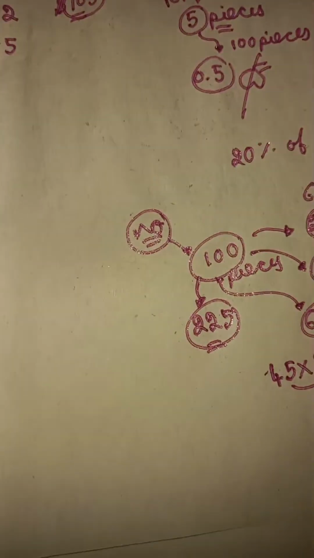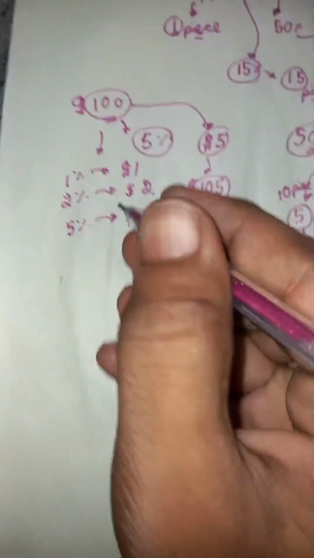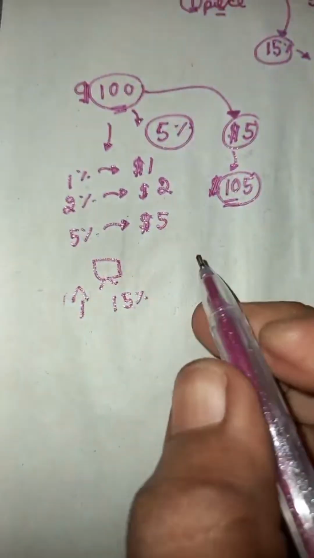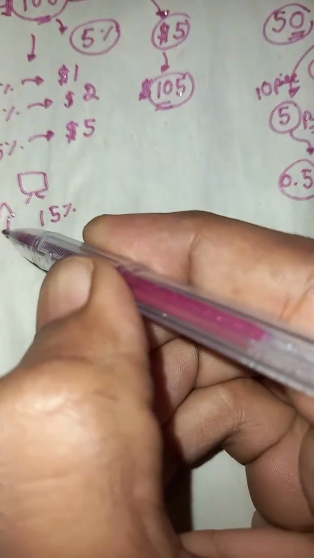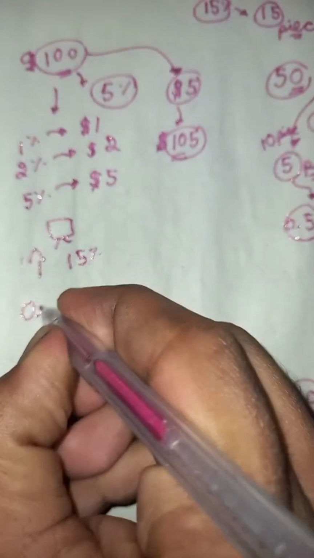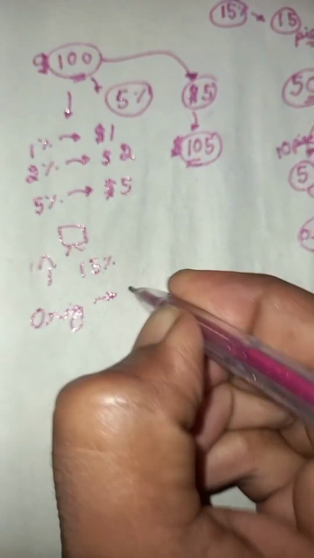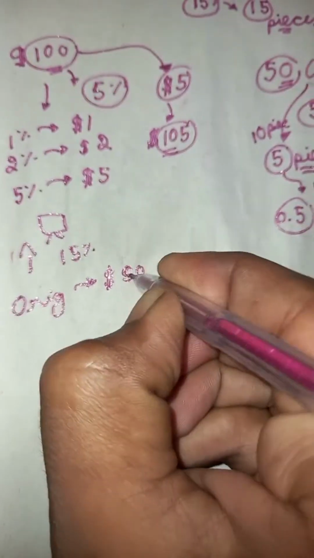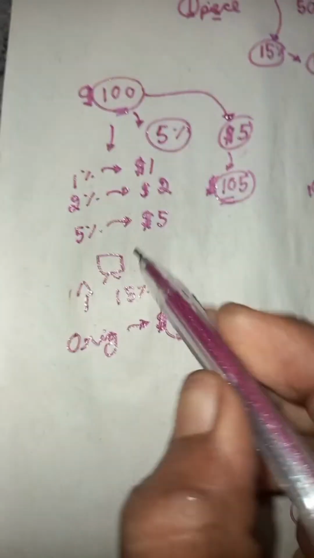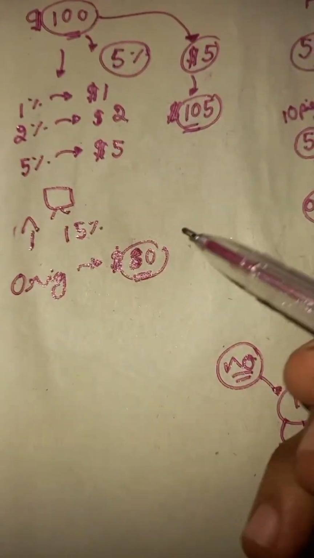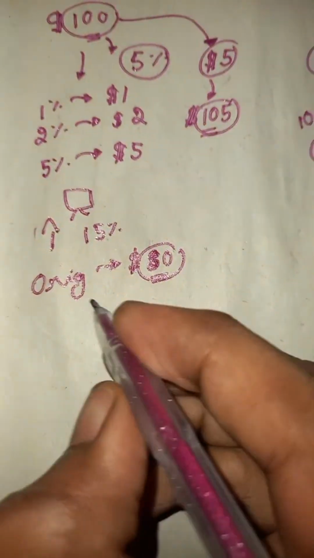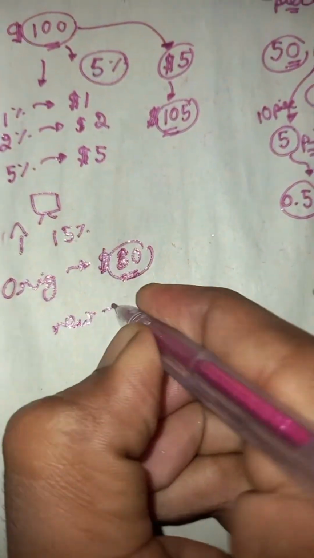Now I'm going to turn to another problem. A store increases the price of the TV by 15%. Now, if the original price is $80, you need to tell what is the new price of the TV. The original price of the TV is $80. What is the new price of the TV?